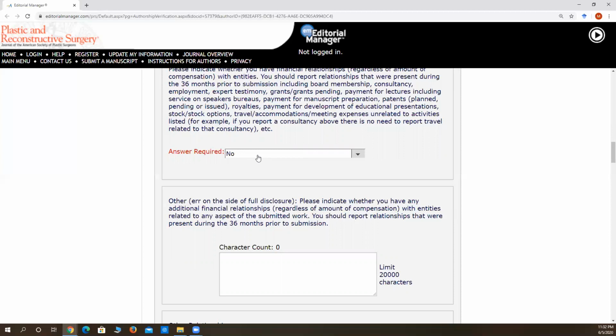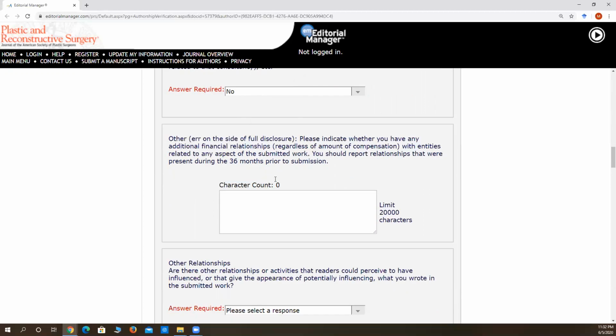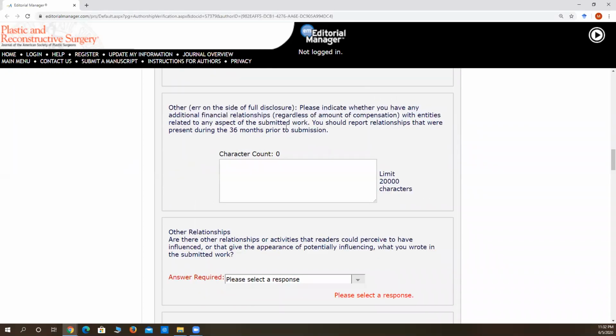If you have any financial relationships, just click yes, and it will take you to the same form that we just showed. We'll ask about the number, paid to your institution, and the details. Any additional relationships? If you have any relationships, you disclose that here. If not, just keep it blank.